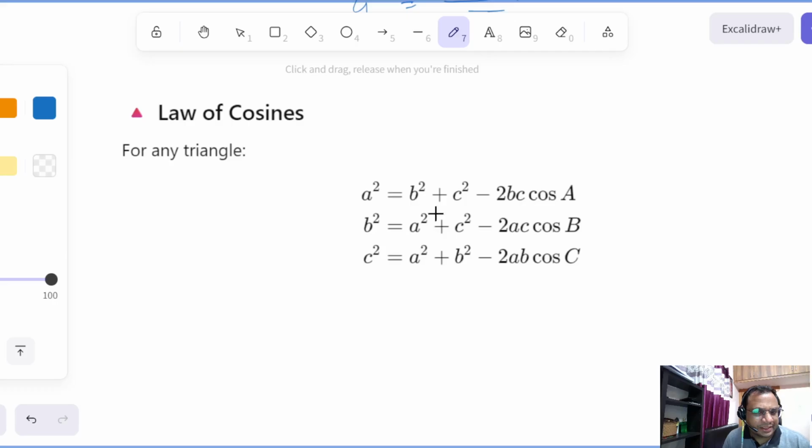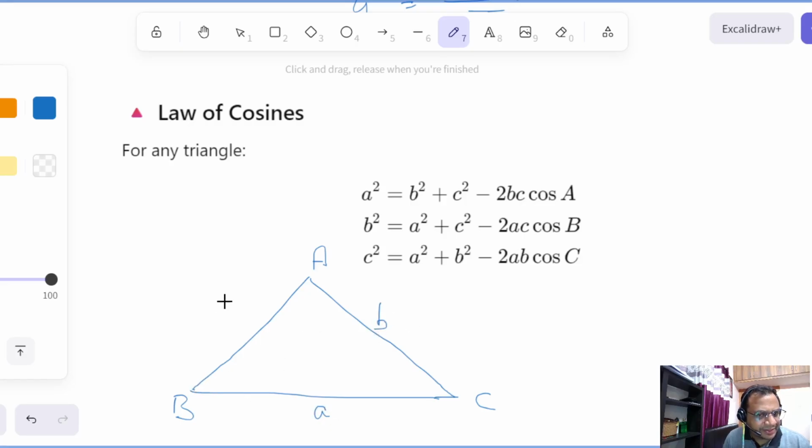So what it says, let's make a triangle once again. All right. So ABC. Again, the same thing as I told. The side opposite to angle A will be small a. Side opposite to angle B will be small b. And similarly, this is c. So it says the square of any side is equal to the sum of the squares of the other two sides subtracted by 2bc and cos of that opposite angle, cos A.